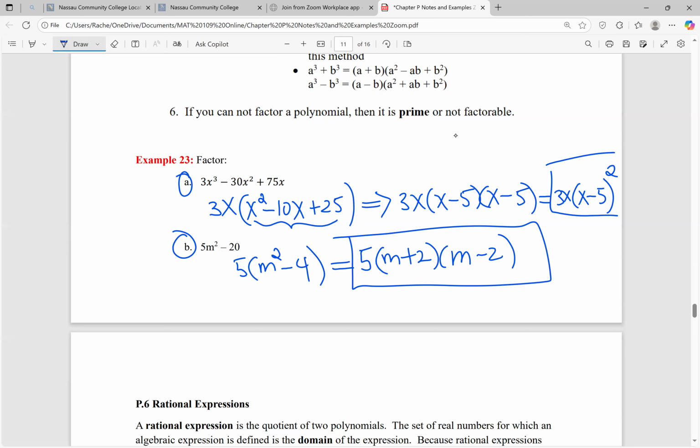So that wraps up the factoring section. The last section that we have to cover in the prerequisite chapter is P6 rational expressions, and I'll do that in the next video.